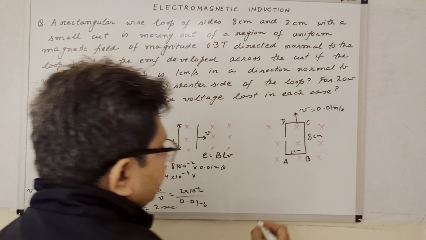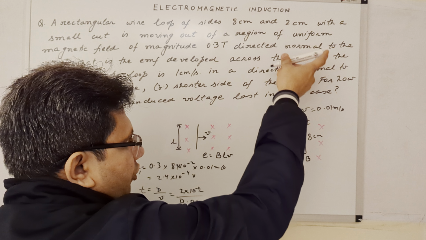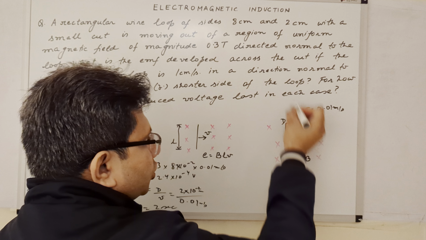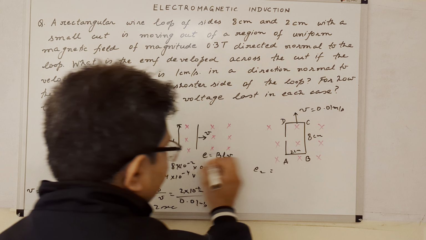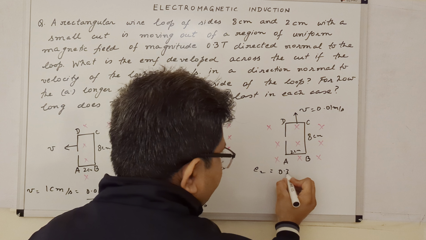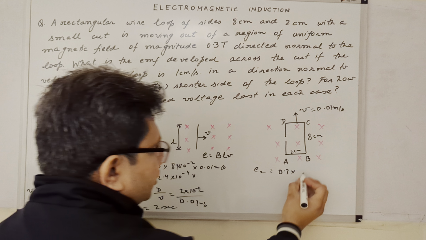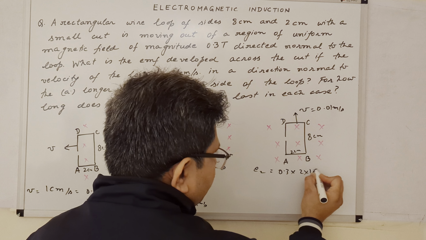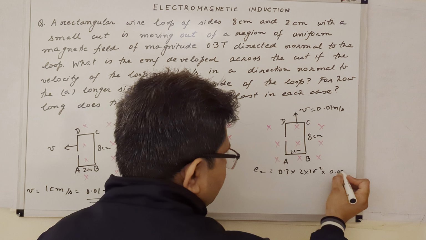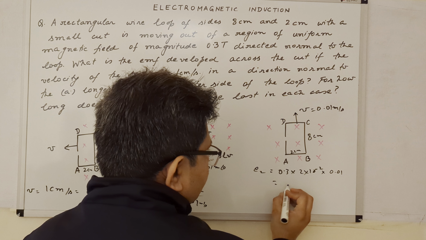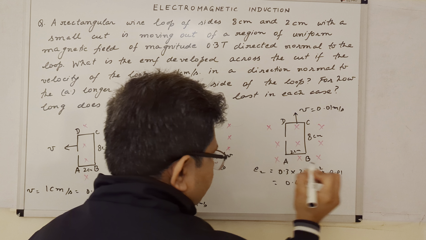Now the second part. In the second part, this rectangular frame is moving along this direction. It is pulled along the shorter side. In this case, let us call the EMF E2. It is given, according to the formula BLV, by 0.3 multiplied by L. Now L we have to take for this section AB, which is 2 centimeter, or 2 into 10 power minus 2 meters, multiplied by the velocity, which is 0.01 meter per second. So this value comes out to be 0.6 into 10 raised to the power minus 4 volts.